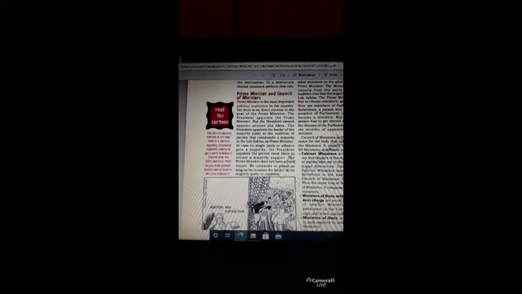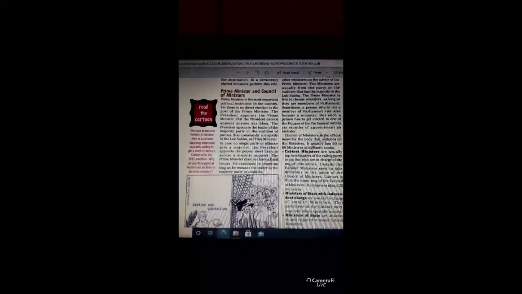Now the Council of Ministers. What is the Council of Ministers? The Council of Ministers is the official name for the body that includes all the ministers. So all the ministers together are called the Council of Ministers. In the Council of Ministers there are lots of different types of ministers, like 60 to 80 ministers of different ranks.